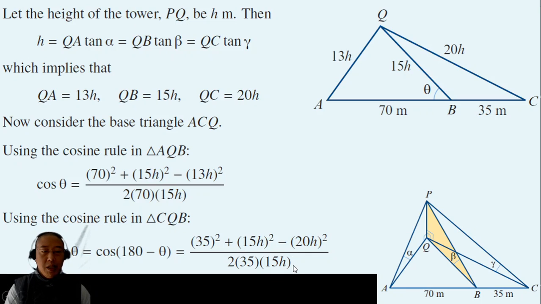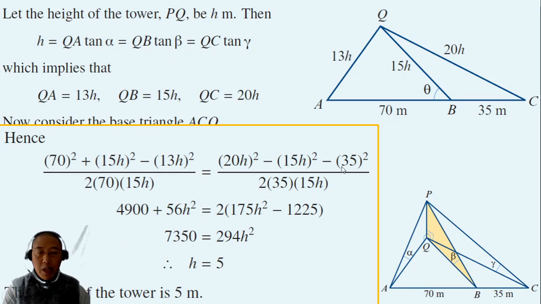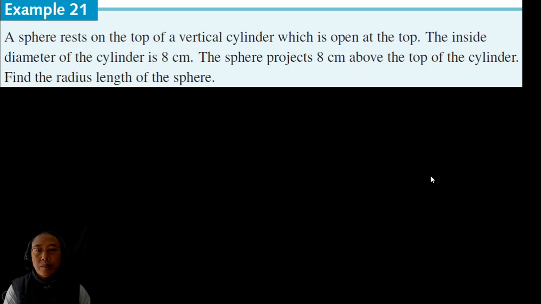So we get those two cosine rules, where we make cos theta the subject. As we make them equal, we get an equation in terms of H. We simplify, which is just bring it back down to a quadratic. In this situation, it's just a perfect square, and it gives you a height of 5 meters. Next one.